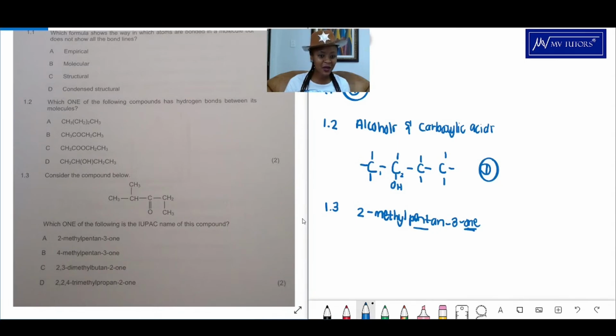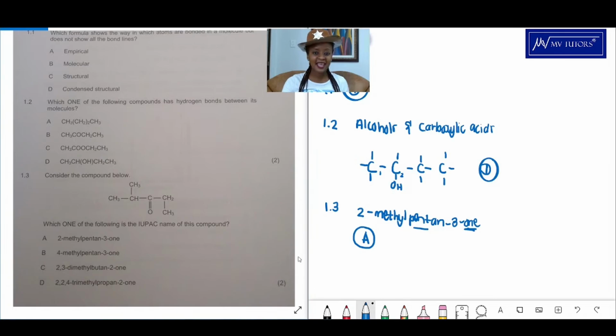So our answer there would be A. You wouldn't want to start counting from this side and say 1, 2, 3, 4, meaning your methyl group is on the 4th carbon. You want it to be on the closest side, so B wouldn't work out. And 2,3-dimethyl, no. And I don't even want to bother reading that one, so we are going with A.